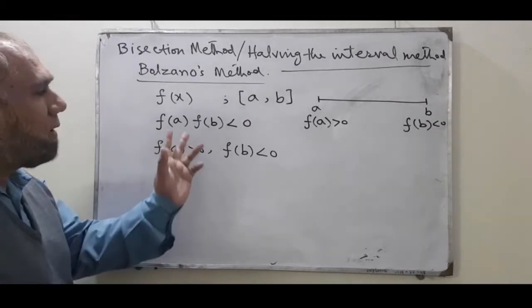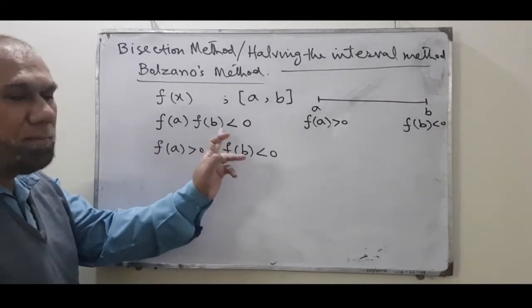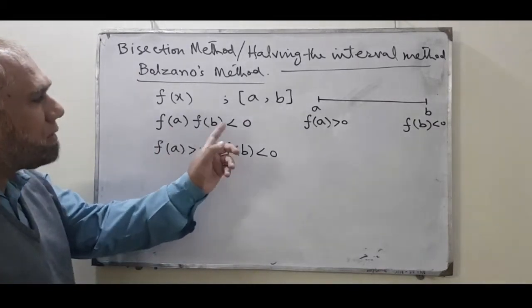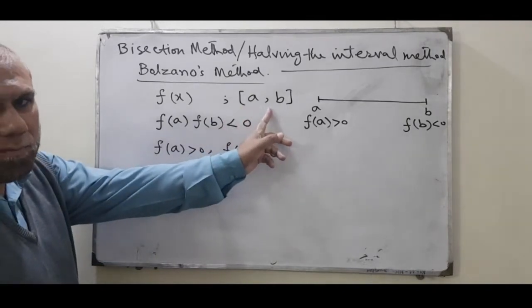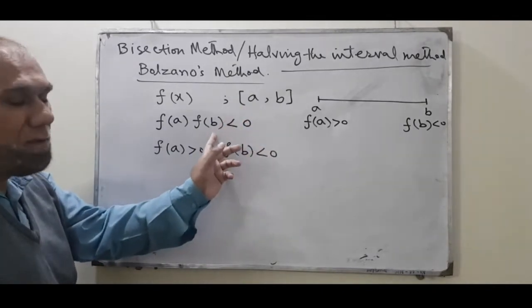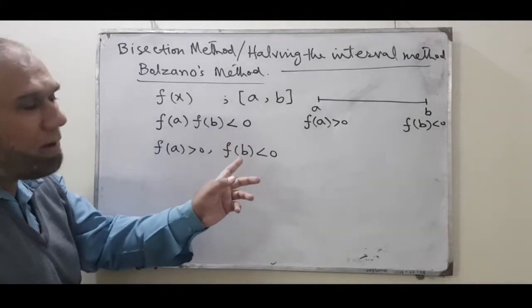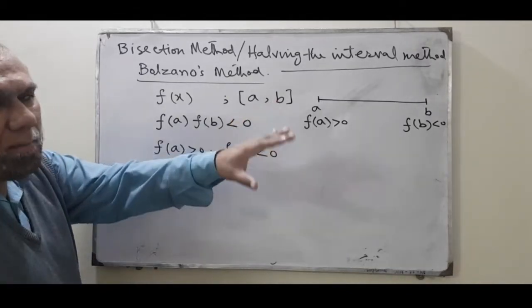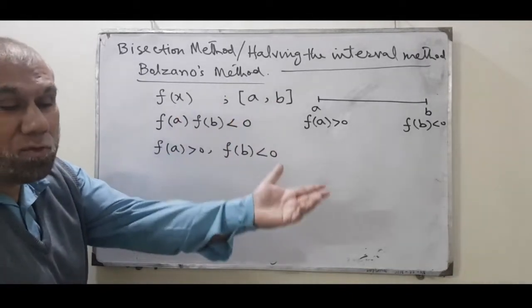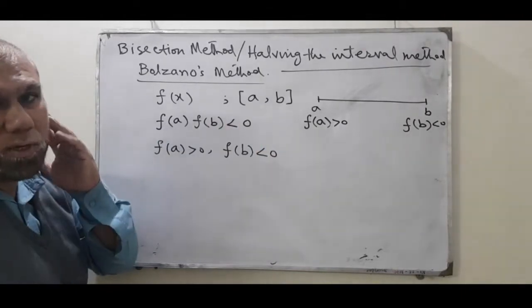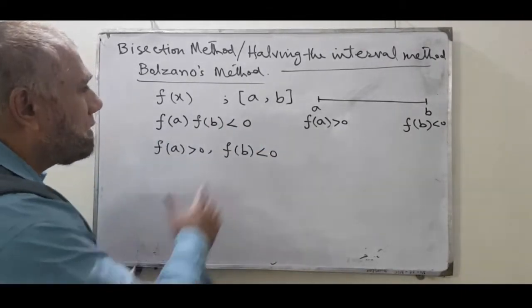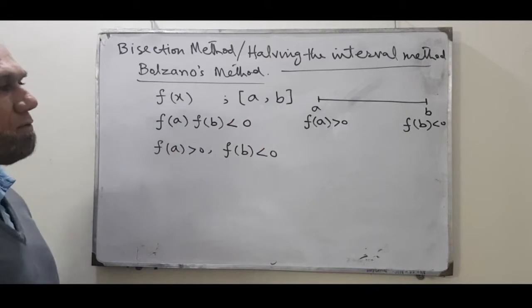Once again, why do we fulfill this condition? Because this guarantees that the root is somewhere in between this boundary. So this is the first condition you have to satisfy. Else, you might be taking some interval where there is no root, and then of course you are not able to find it out. So this condition must hold before taking start.